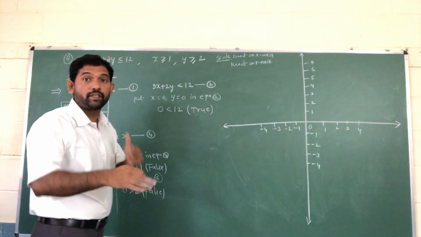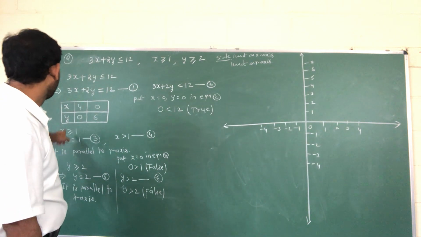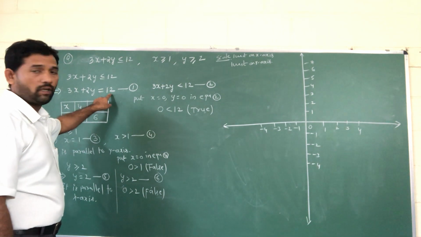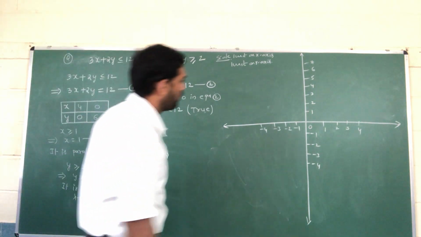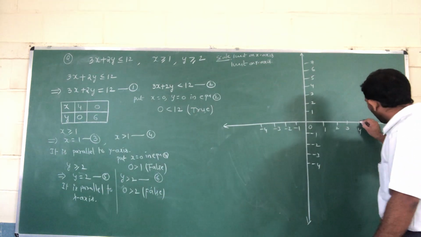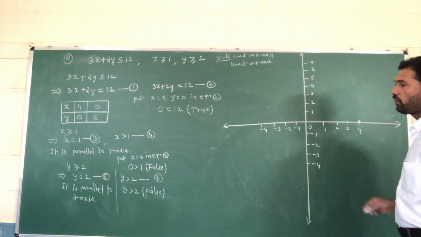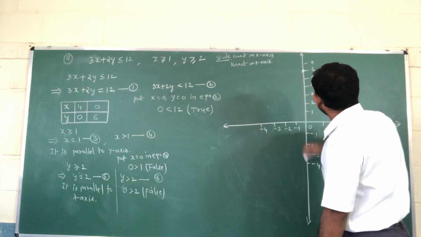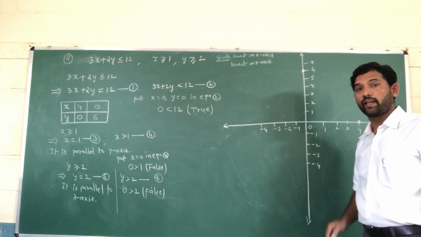Now represent one by one. First one is what? 3x plus 2y equal to 12. So x equal to 4, y is equal to 0. X is equal to 4 means the point is here. Next, y is equal to 6. Y is equal to 6 means here. So join these 2 points with a dotted line or a dark line.